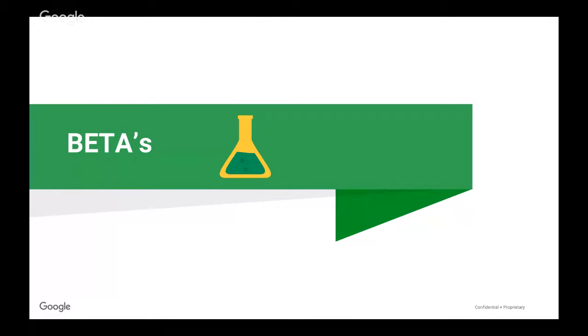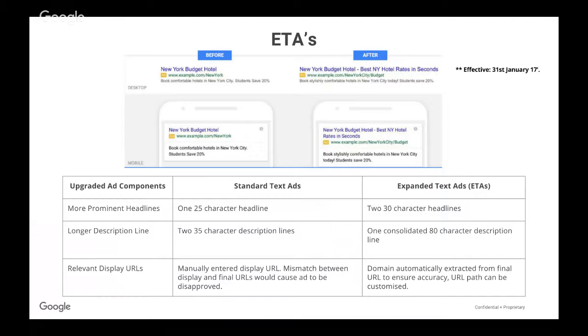Moving on to a few betas. The first beta I would like to talk about is expanded text ads, or ETAs. Expanded text ads are the new search ad formats that we've introduced instead of the previous standard text ad formats. In the image here, you'll be able to see the difference between the old and the new ads. The new ads give you a bigger headline, increasing the chances of a user clicking on your ad.